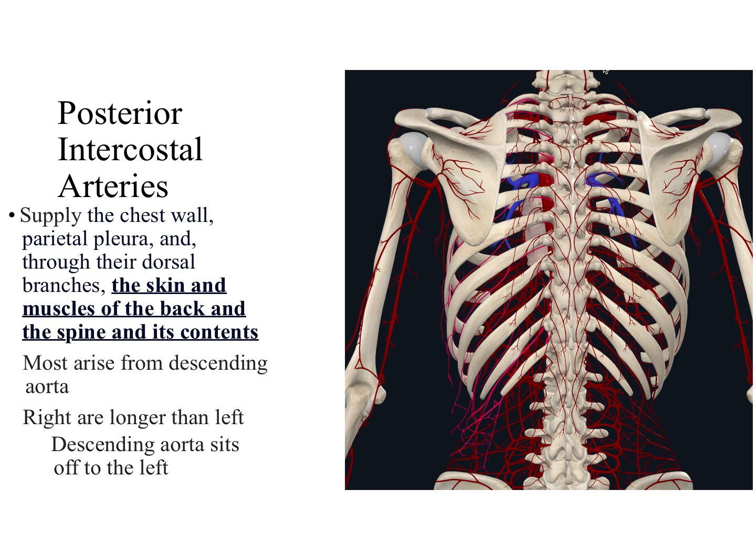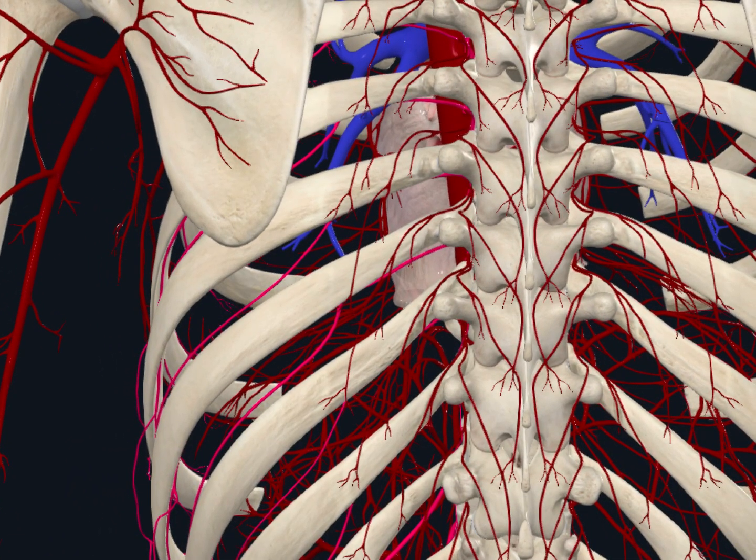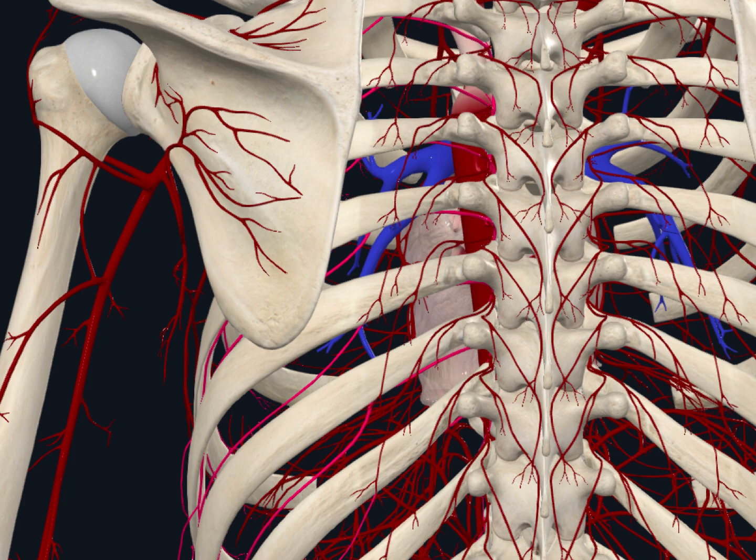Most of these posterior intercostal arteries are going to arise directly from the descending aorta. The descending aorta sits off to the left side, so the right posterior intercostal arteries are going to be slightly longer than the left side. So if we take a look here, we can see intercostal means in between the ribs. So we are able to see the posterior intercostal arteries here in between the ribs.